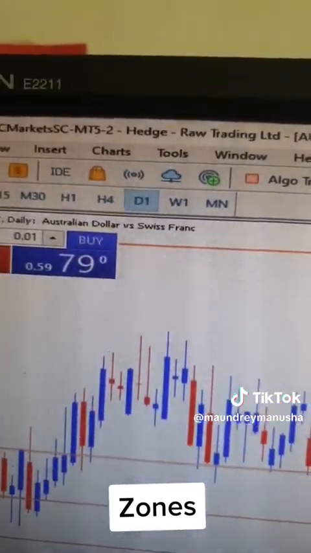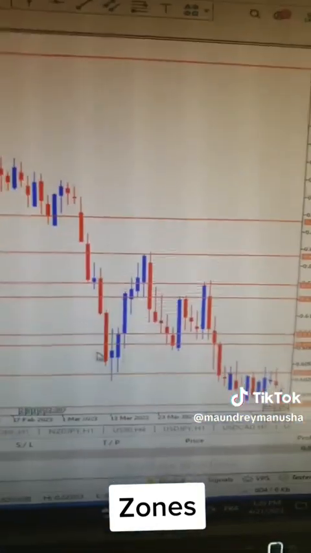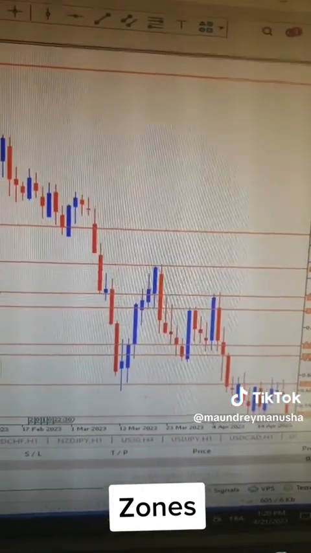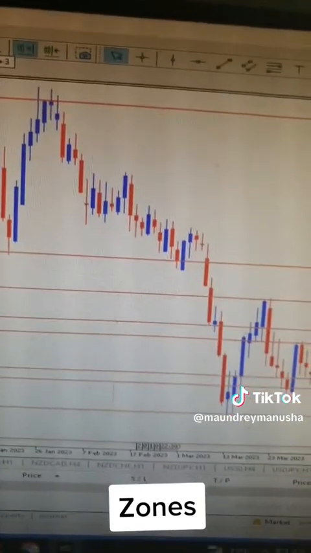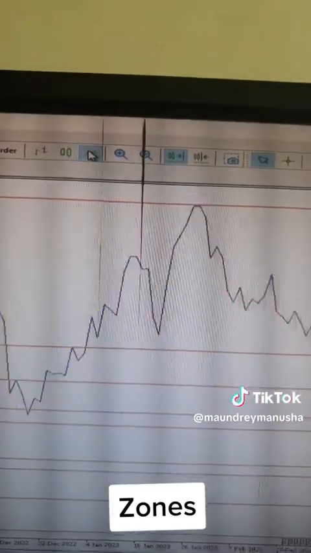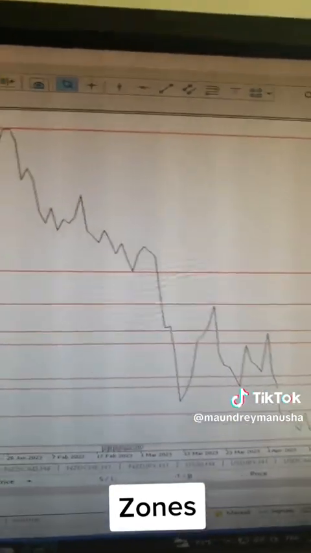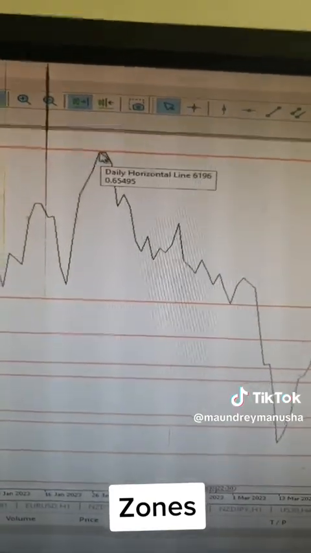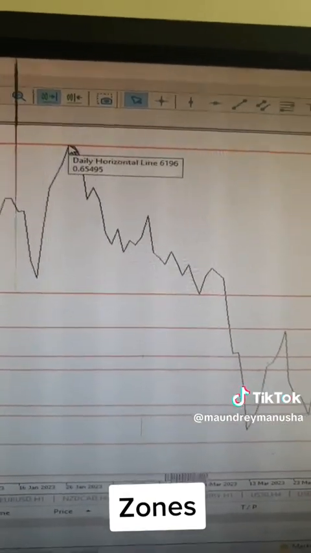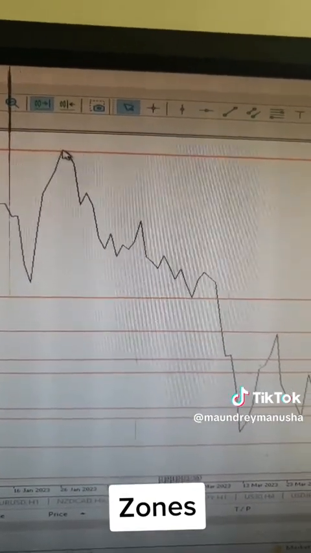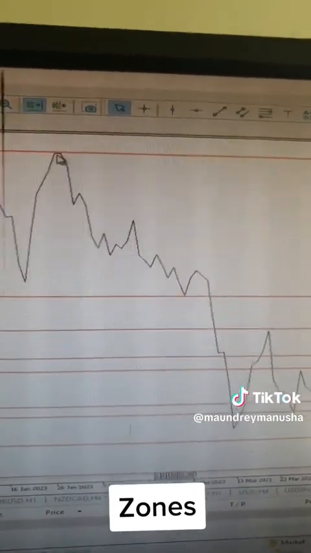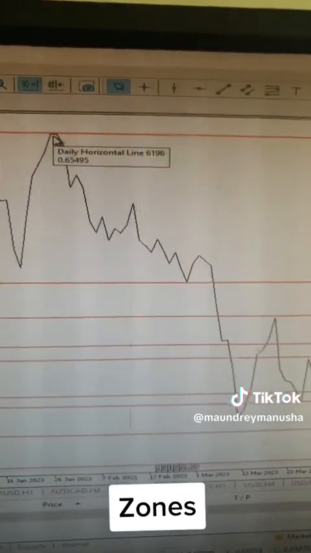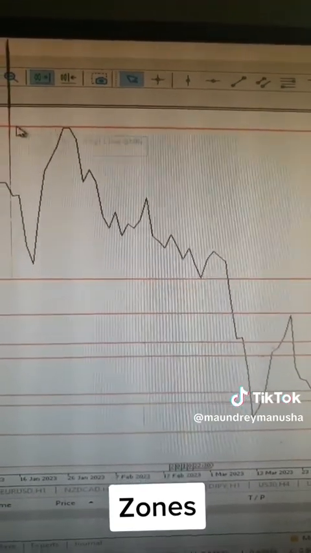Now, what are the zones? You can see here, I'm on my daily time frame, right? So I marked all the zones. A zone is basically an area where you can literally see, when you turn your chart into a line chart, where the price moves away or bounces away from a specific price zone, this area, a zone. It's not a specific price point in the market, it's a zone. So consider this is a zone.